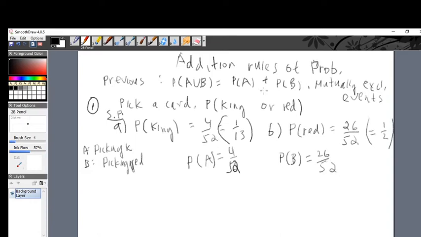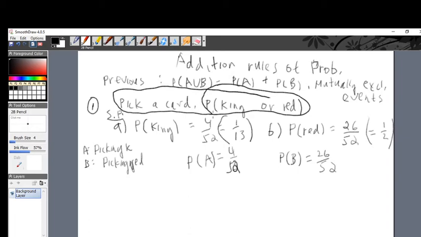What's our question? Our question is, picking a card, what's the probability of picking a king or a red? That's our question. So our question is, what's the probability of picking A or B? King or red? A or B?